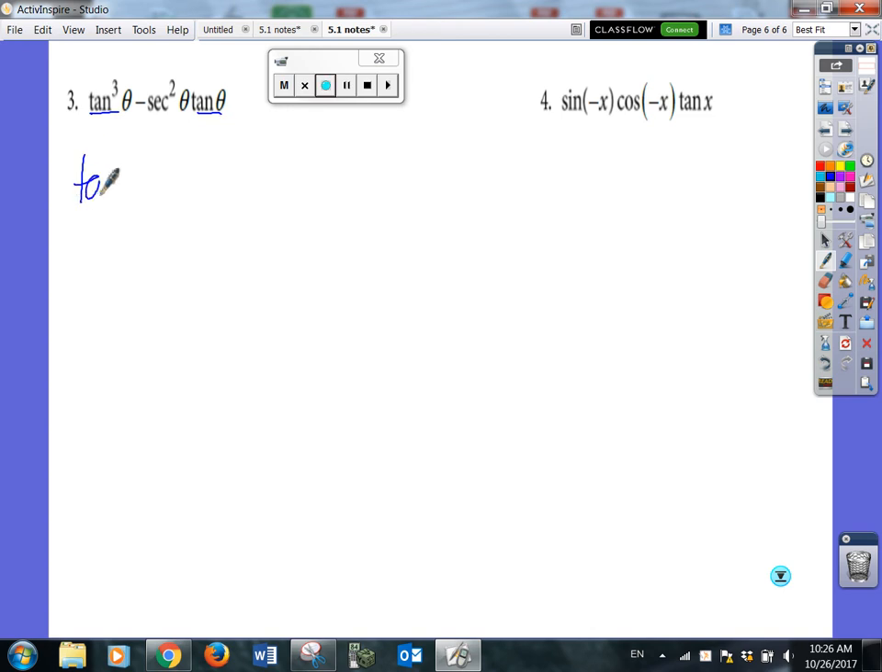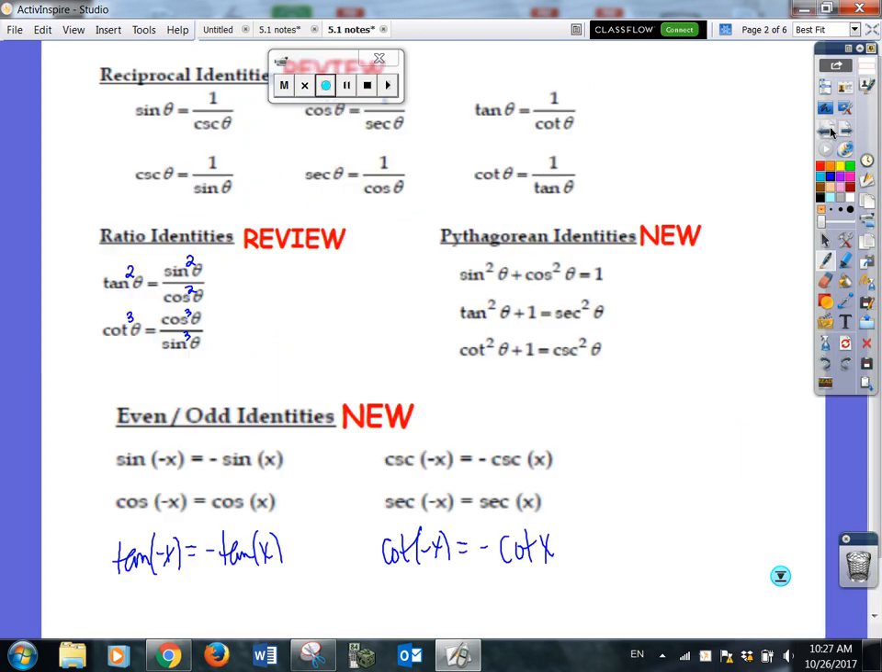So if I factor out a tangent theta, because I had 3, I'm left with tangent squared theta minus secant squared times tangent, so that leaves us with a secant squared theta. And then I'm going to look in my parentheses. Can I make 2 terms into 1? You always want to try to change 2 terms into 1. So go back and look at your identities.